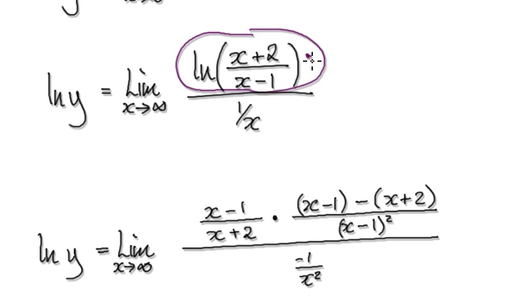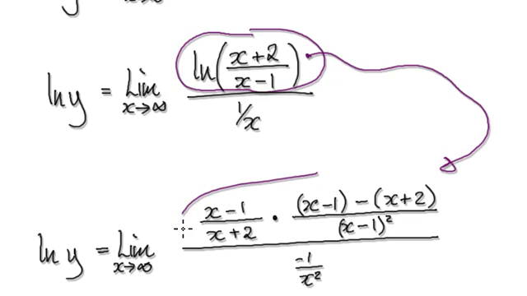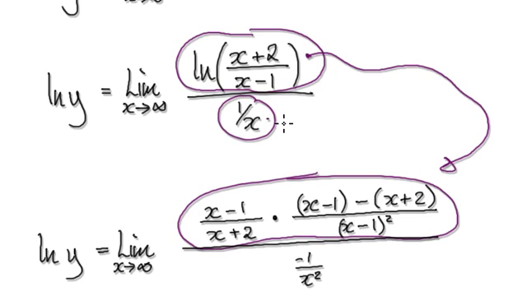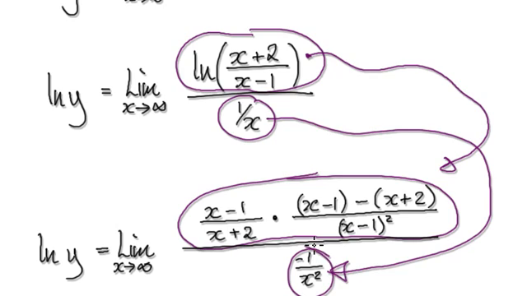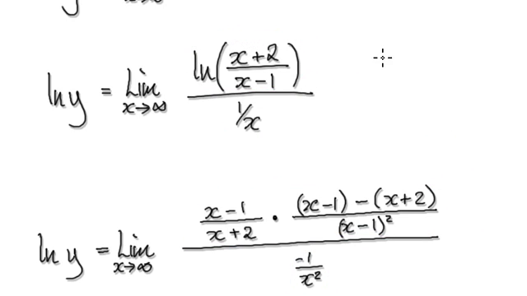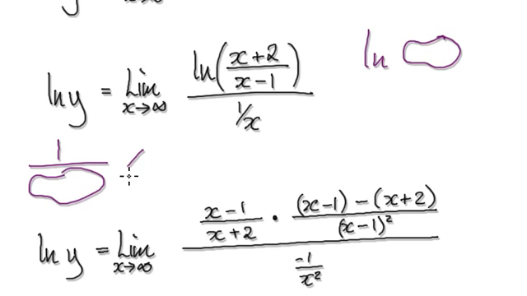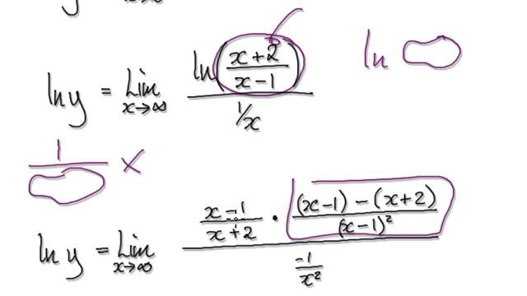Differentiate this, that will then give you this whole thing here. Differentiate this, that will then give you this thing here. So when you come to differentiate this, just imagine this as being log of a bubble, where the bubble is x plus 2 over x minus 1 in here. When you differentiate this, it will be 1 over the bubble, and then you times the derivative of the bubble itself. So you've got to use the quotient rule here.